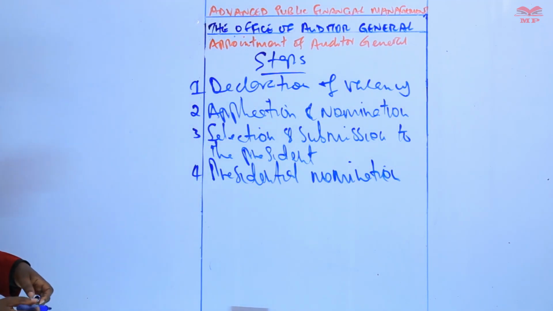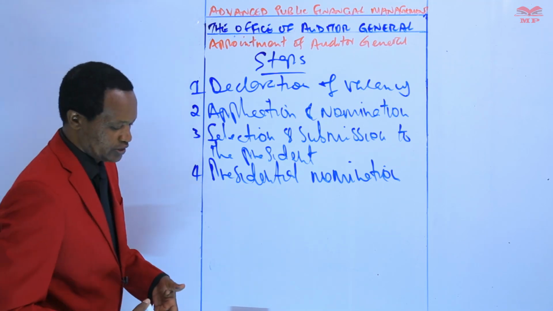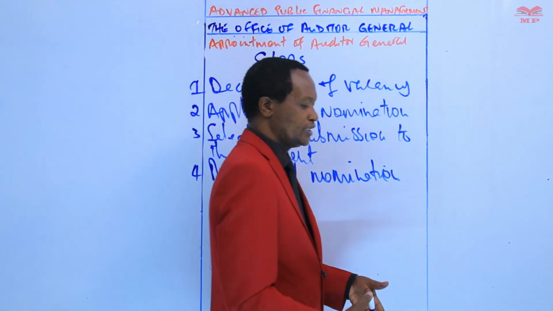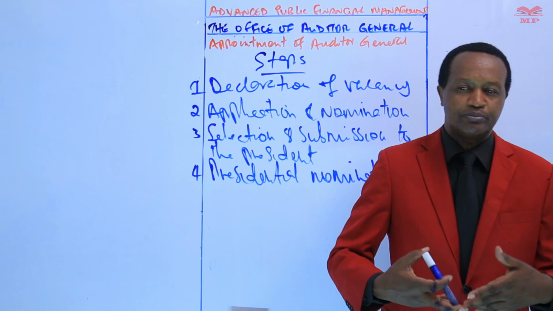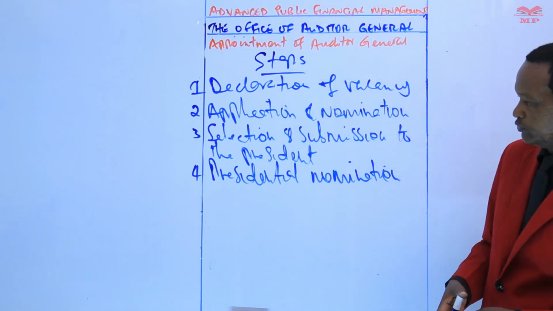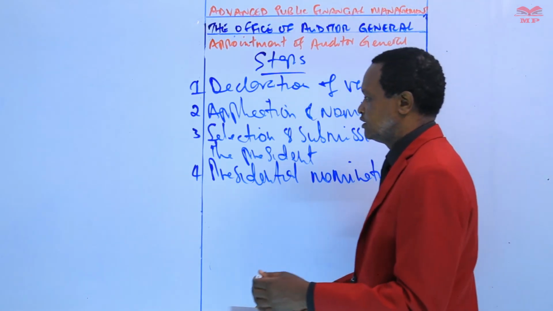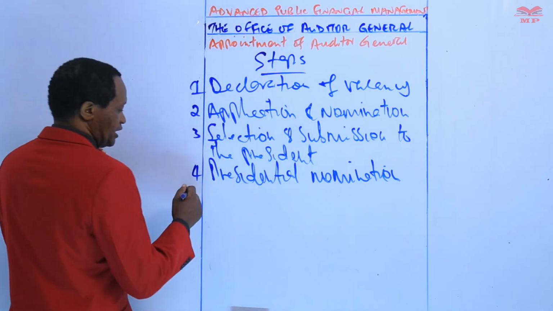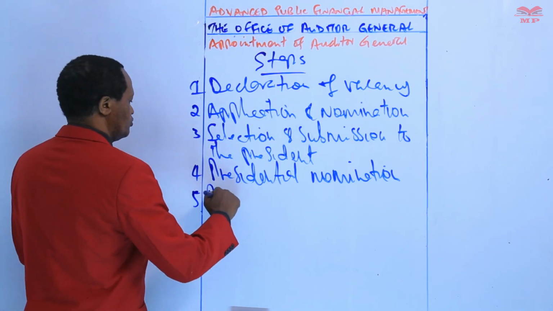Presidential nomination. The President, within 7 days of receiving the names from the Public Service Commission, nominates one candidate from the list and forwards their name to the National Assembly for approval. The names are then forwarded to the National Assembly by the President for approval. Then obviously, step number 5 is parliamentary approval.